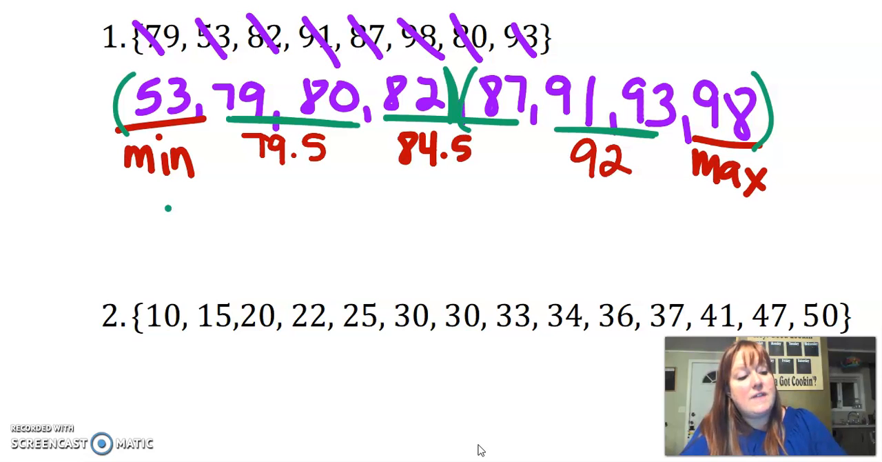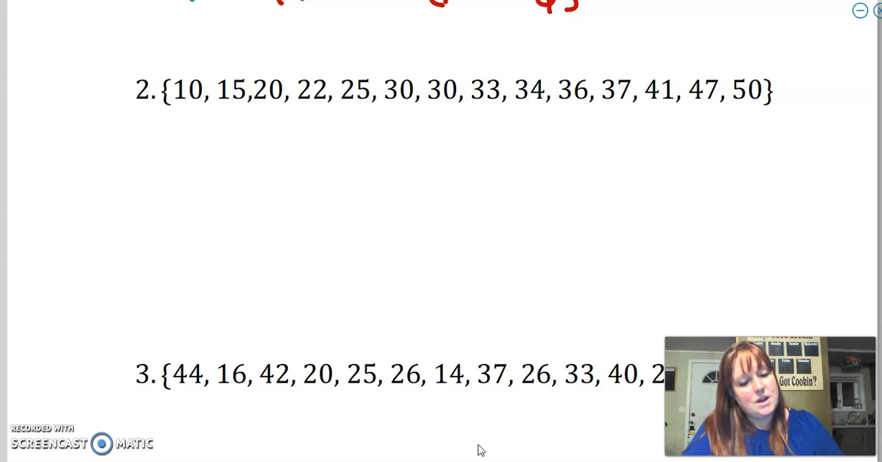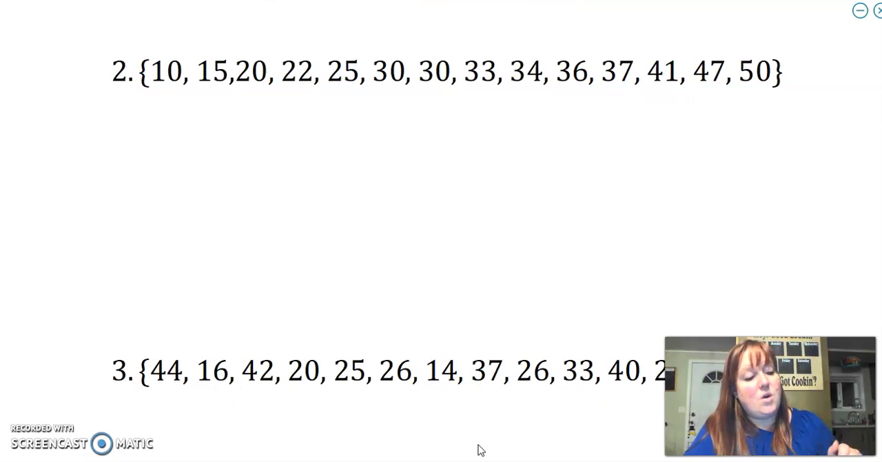So we could do our 5-number summary: min, quartile 1, median, quartile 3, and max. Okay, let's hope this one is in order. Yay, it looks like it is, because the longer ones are not fun to put in order. Okay, so we're going to find our min, max. We're already 2/5 of the way there. Now we've got to find our median.